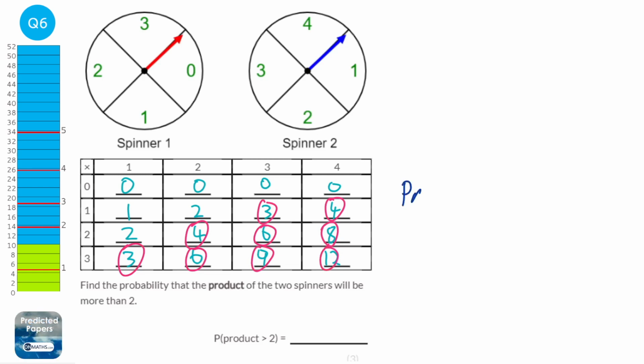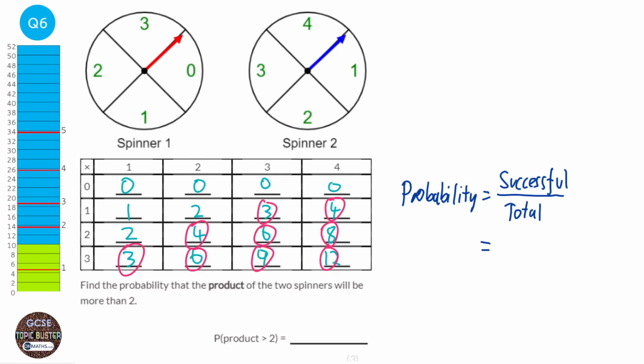And to work out a probability, it's always the successful outcomes over the total amount. So the successful ones are the ones I've circled. So 1, 2, 3, 4, 5, 6, 7, 8, 9. The total are all of them together, where it's a 4x4 grid, so it would be 16 in total. And so the probability that the product will be more than 2 will be 9 over 16.